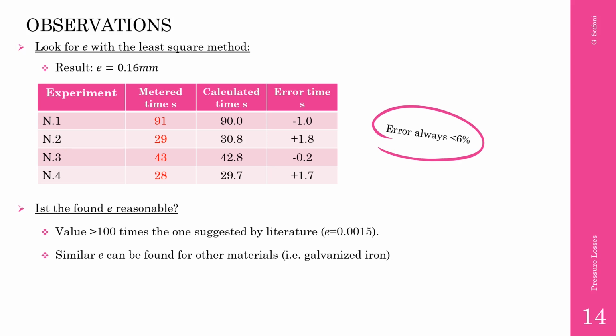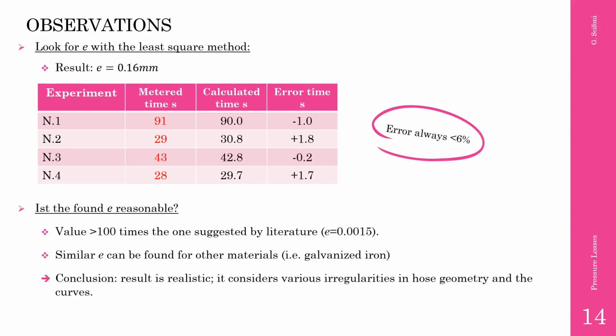However, similar values of the roughness can be found in other materials, for instance galvanized iron. As a conclusion, we can say that the result is realistic if we consider various irregularities of the hose geometry, for instance the not perfectly round shape or the curves, that cannot be taken into consideration in the simplified model.